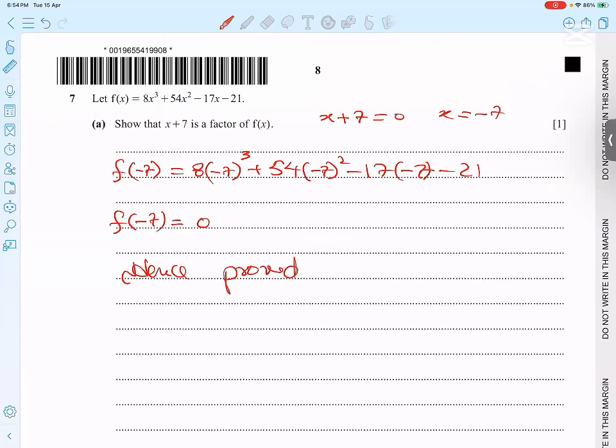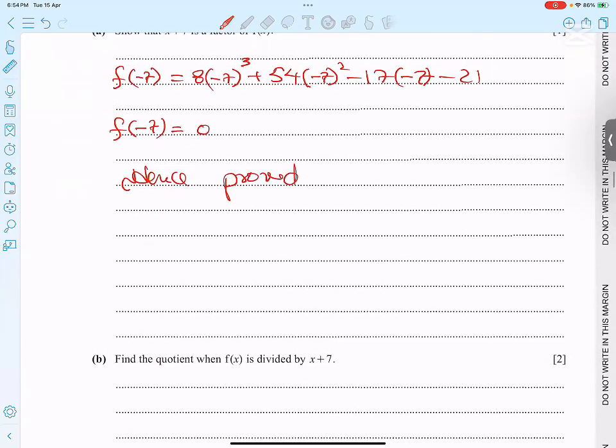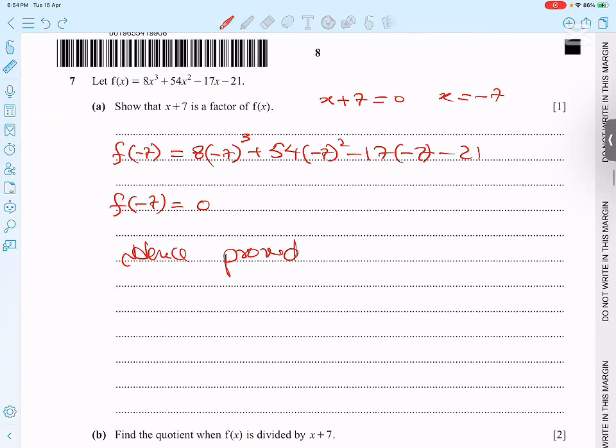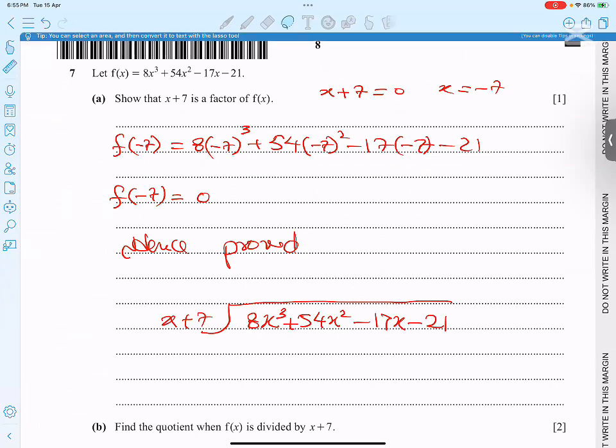Okay, this is clear. Or better, if you plug in, you show each working. Now find the coefficient quotient if this is divided by x plus 7. So as we know it is a factor, because remainder is 0, so let's try to do it. What is the method to do the question? So 8x cube plus 54x to power 2, negative 17x and negative 21, and x plus 7 right outside.